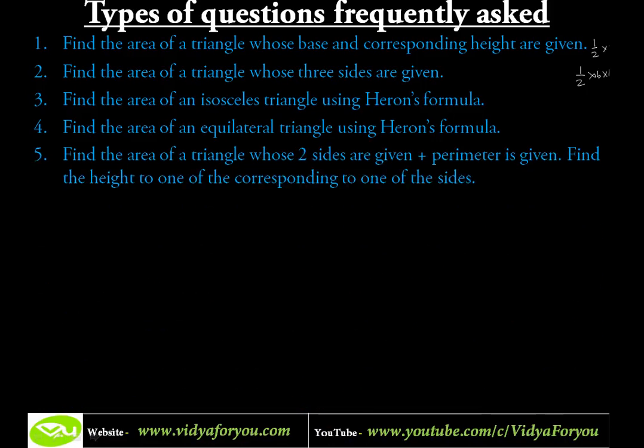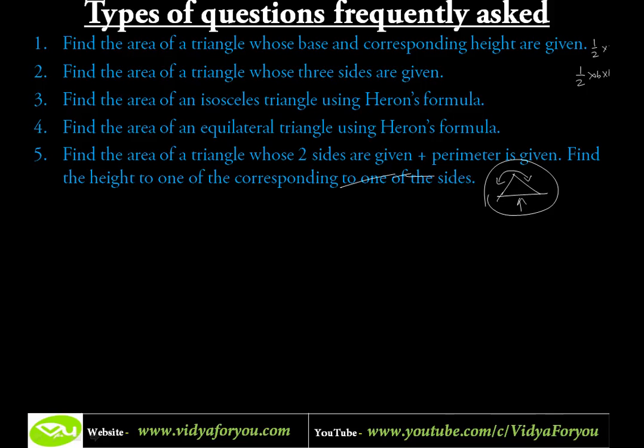Find the area of a triangle whose 2 sides are given and perimeter is also given. So what they are talking about in this type is 2 sides are given and the perimeter is also given, that is the sum of all the 3 sides. So ultimately we know this side also. Basically all the 3 sides are given. Find the height to one of the corresponding sides, that also we can find.